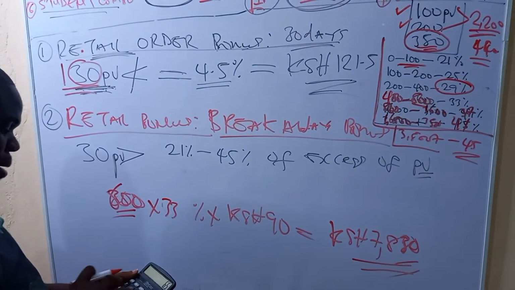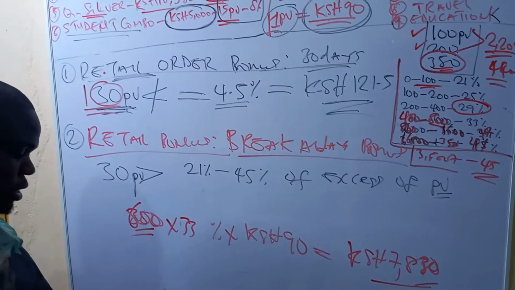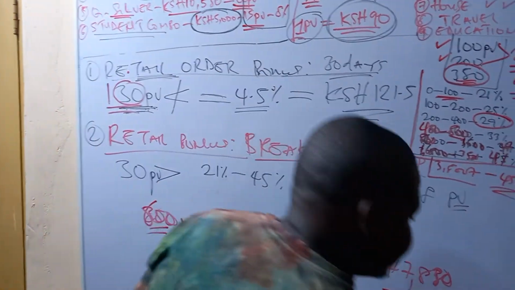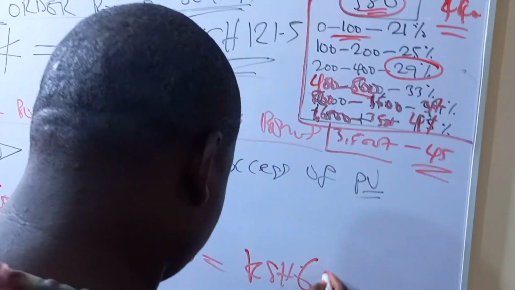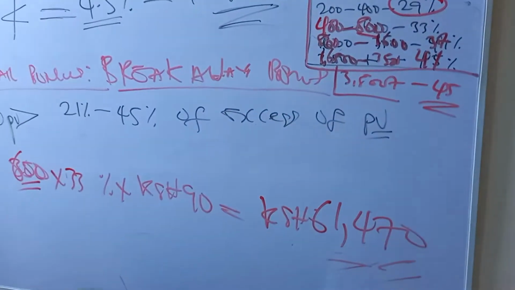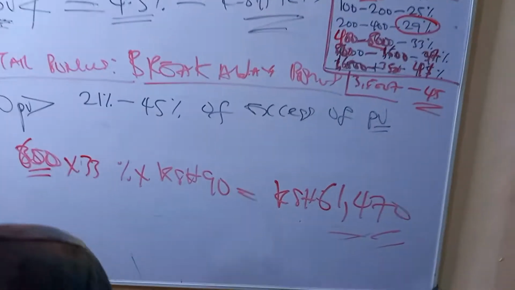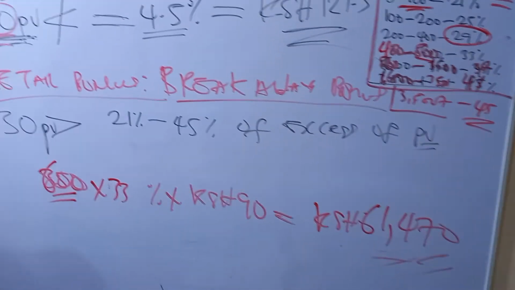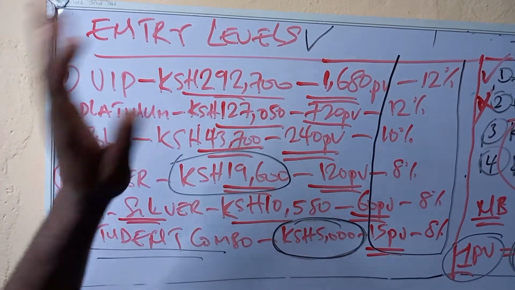This one doesn't care about leg balancing. Times 0.33 times 90 Kenyan shilling, you have 19,305 Kenyan shilling. And somebody said you should be doing upgrade order. Yes, the upgrade order only moves you. Please take note. Upgrade order only moves you from A, B, C, D up to infinity.